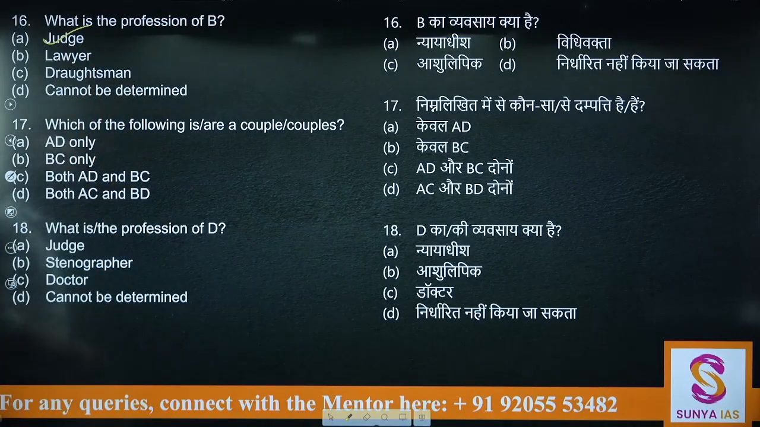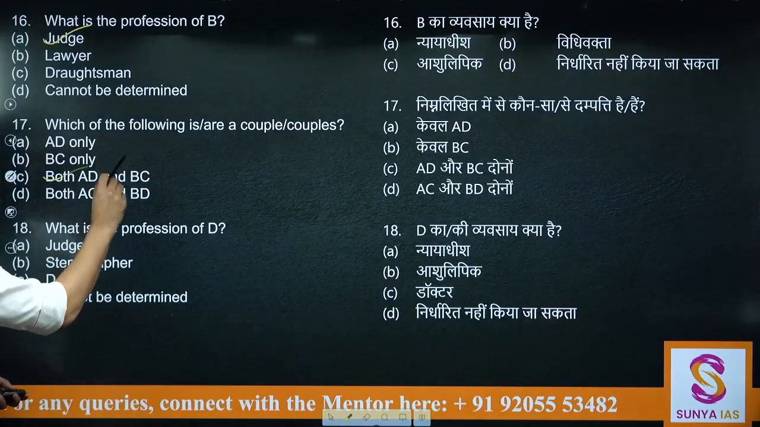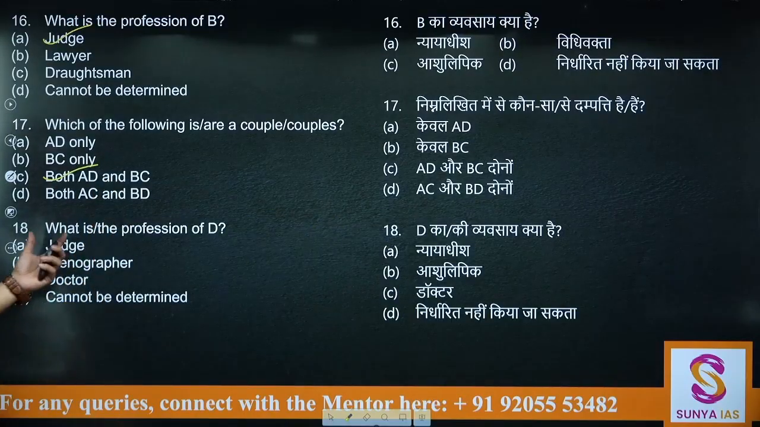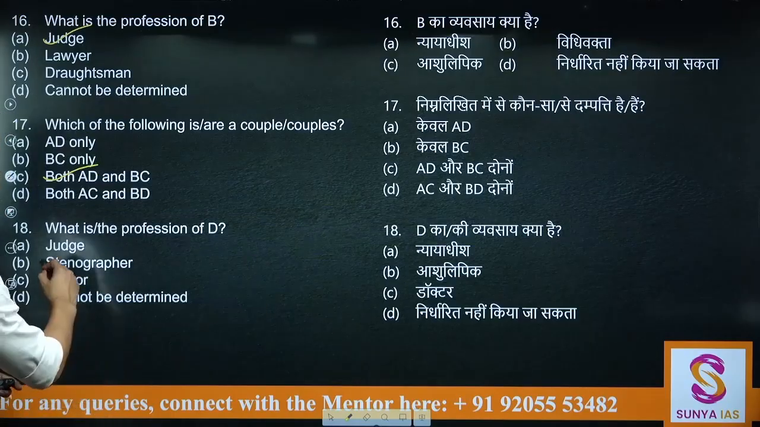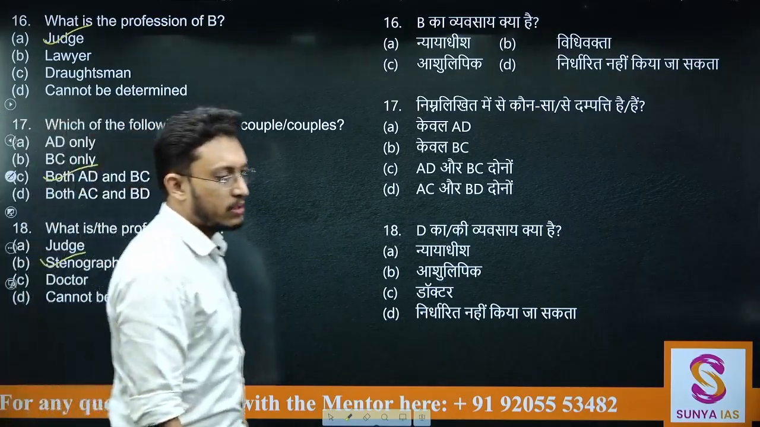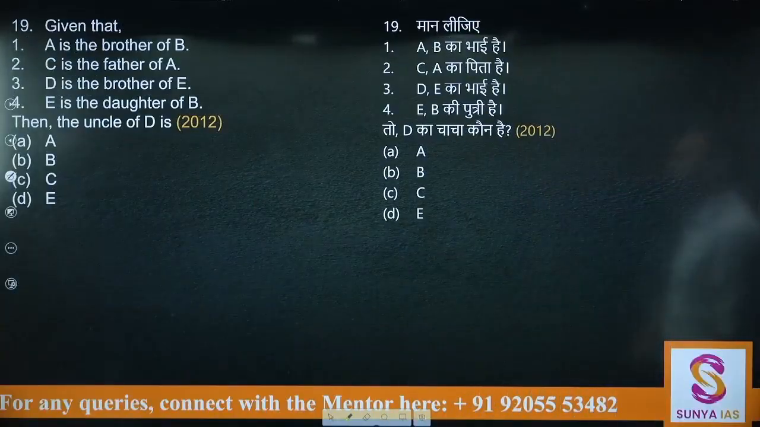Which of the following is our married couples? So married couples are AD and BC. So both AD and BC are the married couples. What is the profession of D? Profession of D is lady stenographer. This was written. So D is a stenographer here. Done. Let's see the next question.